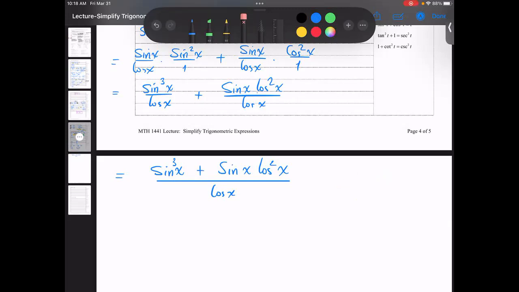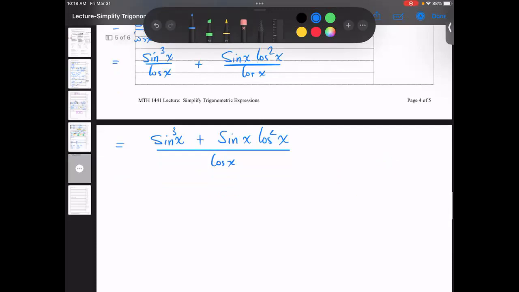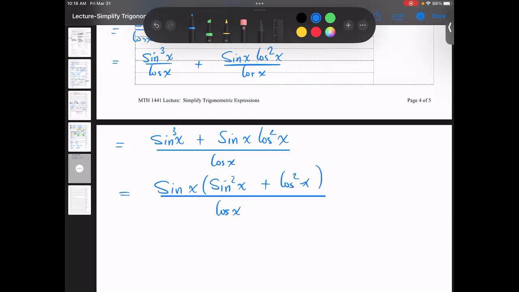There's no like term. There are two different things. What do I see? Is there a common thing between those two terms? Yeah, sine x, right? Factor. I told you, factoring will come back to you all the time, even in trig. Always there. So I can factor sine x. What's left for the first term? Sine squared x. Second term, sine x times one, it's just cosine squared x. All of that over cosine x.